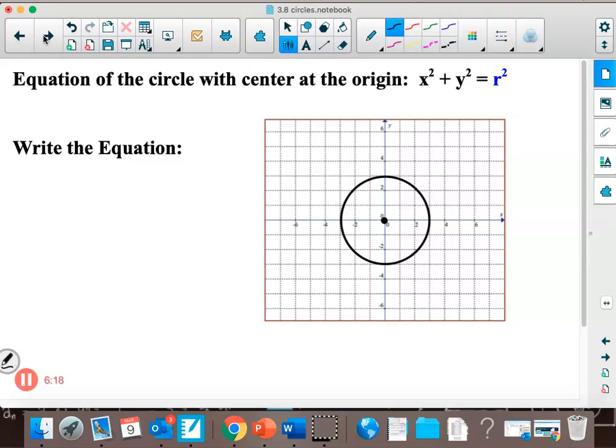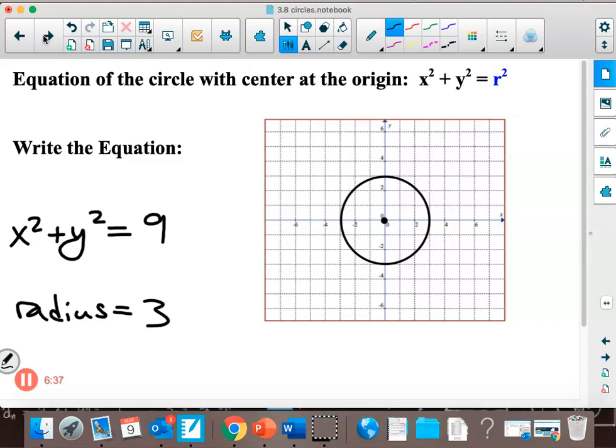So for this equation, we would have x squared plus y squared equals... what is the radius of that circle? 3. It's 3. So what do I put here? X squared plus y squared equals 3 squared, which is 9, right? Does everyone understand where the 9 came from? Okay, so that's your radius squared. Good.